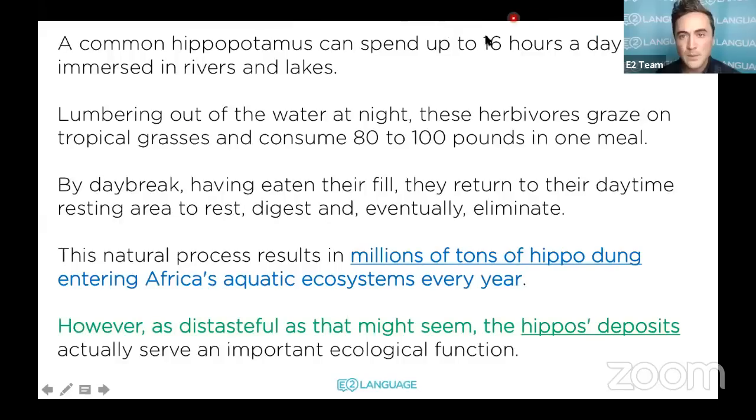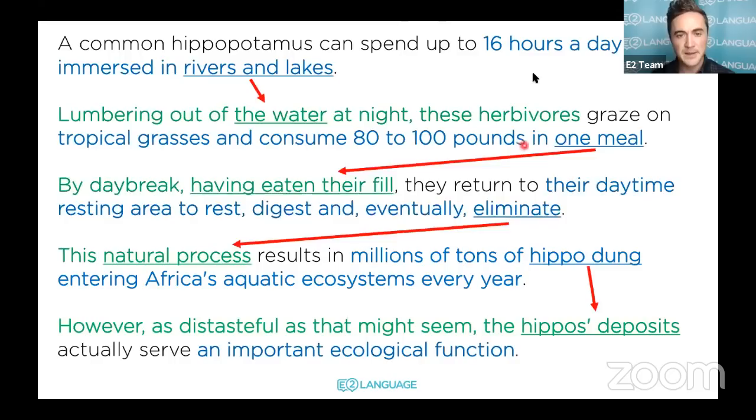So where are we? What am I doing here? Let me move that. So you can see the connection between the object and the subject of the following sentence. Object, subject, object, subject. Cool. Here it is. So rivers and lakes becomes the water. One meal becomes having eaten their meal. Eliminate becomes this natural process. Hippo dung, hippo's deposits. Boom.